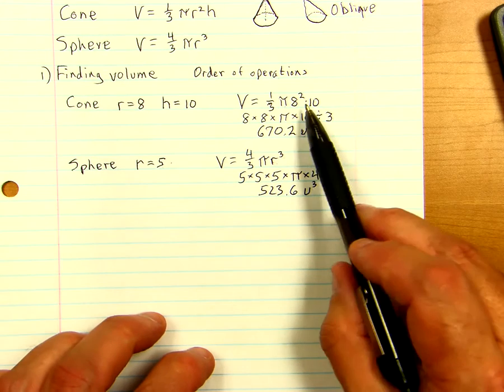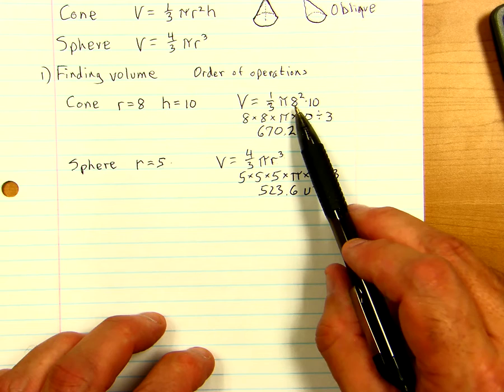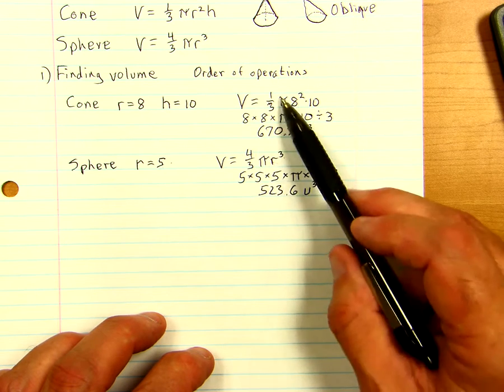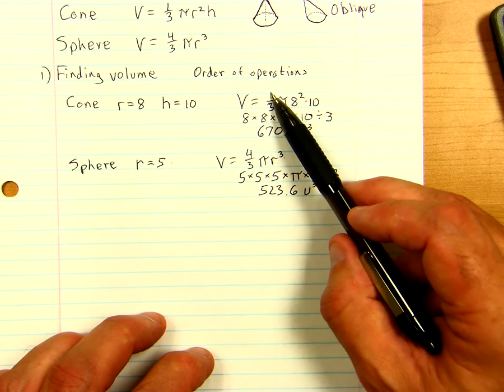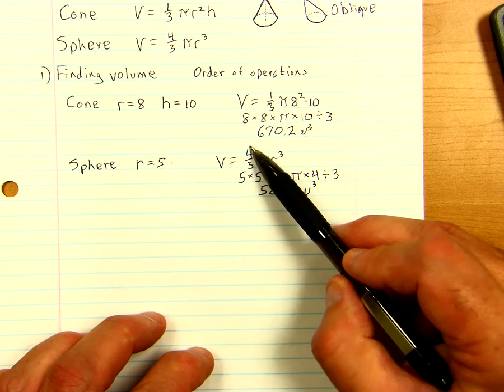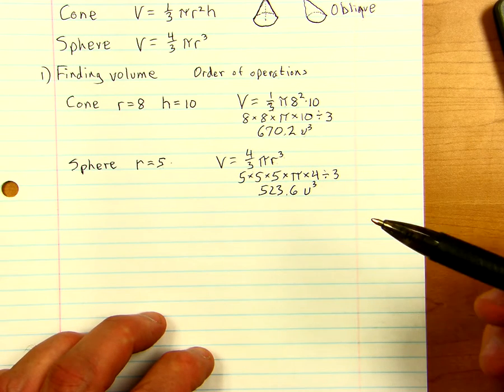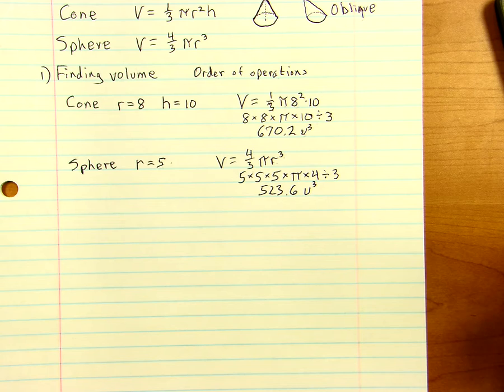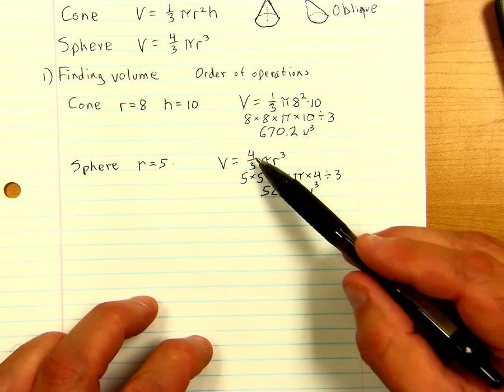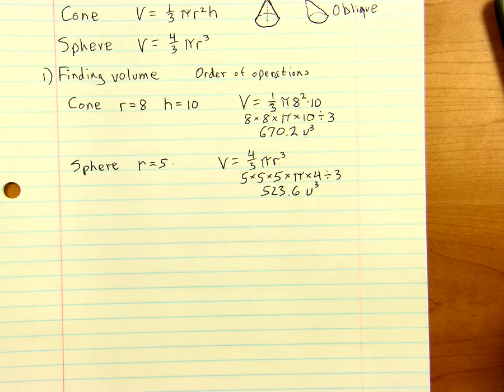Make sure you do your exponents first, right? And save the fraction for last. And the fraction's easy enough. You can take a times 1 divided by 3, times 4 divided by 3. That's all you're doing. And you don't have to worry about the fraction. So don't let the fraction freak you out. It just means times the top divided by the bottom. Okay?